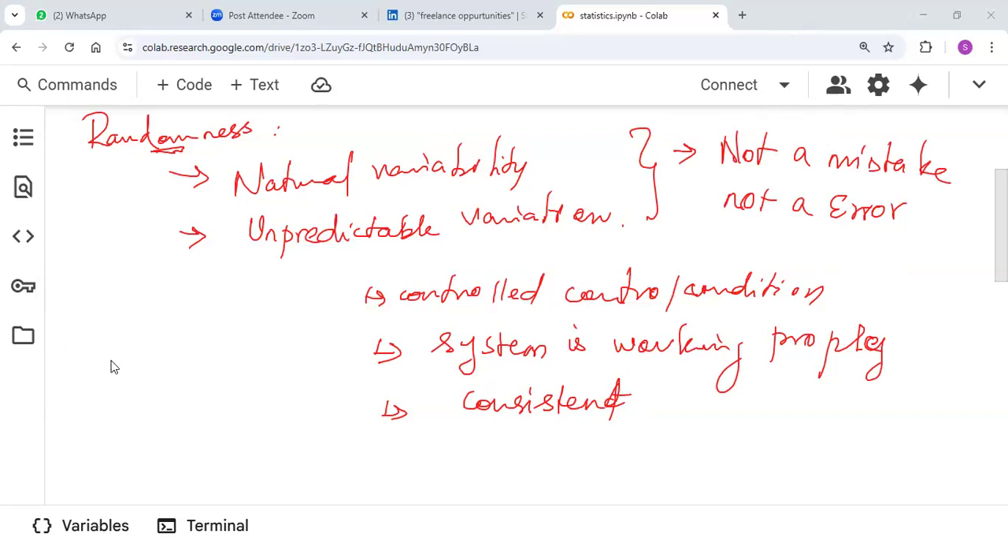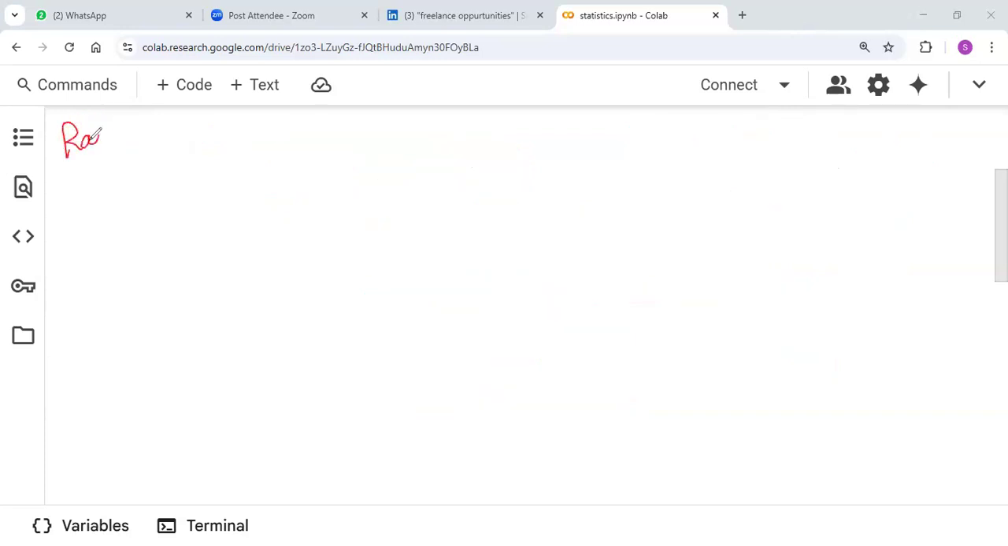So what do we want to do? We should not neglect this randomness. Though randomness gives you large variation in the data, you should not neglect it. Instead, you want to handle it. Let us see an example.